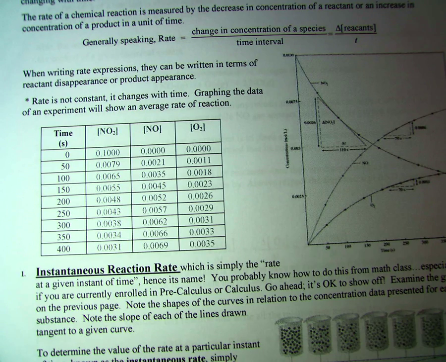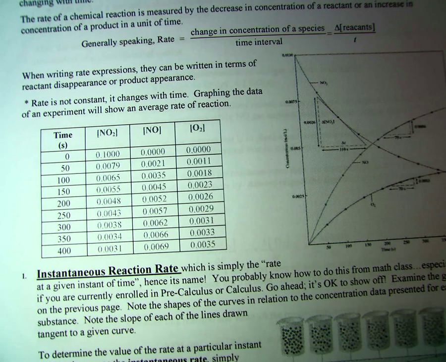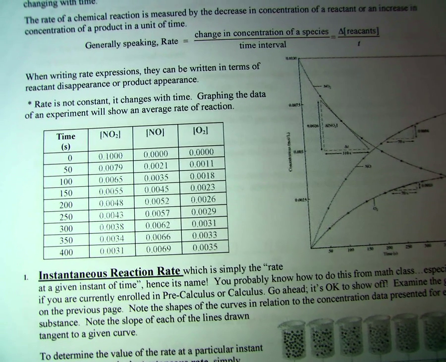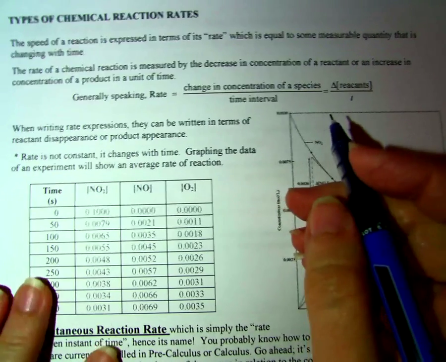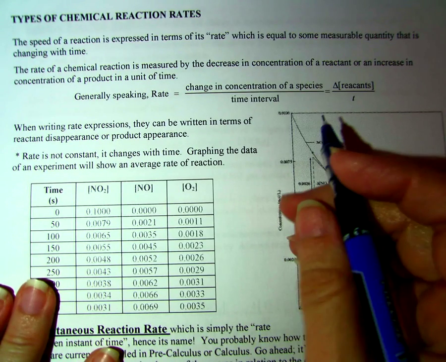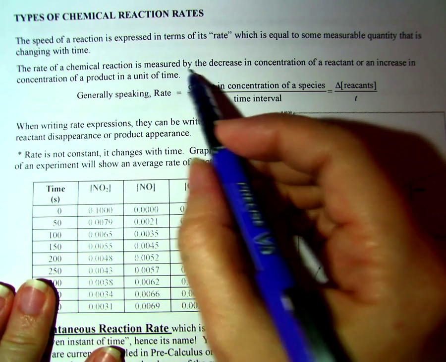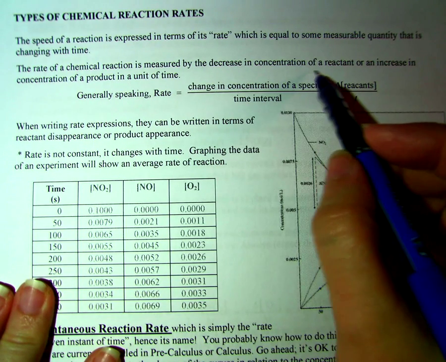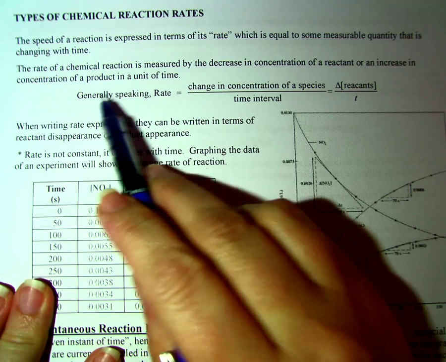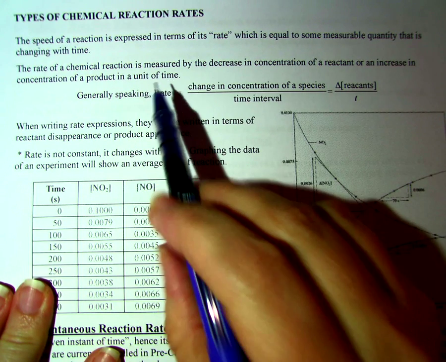Types of chemical reaction rates. The speed of the reaction is expressed in terms of its rate. The rate of a chemical reaction is measured by the decrease in concentration of reactant or an increase in the concentration of the product in a unit of time.